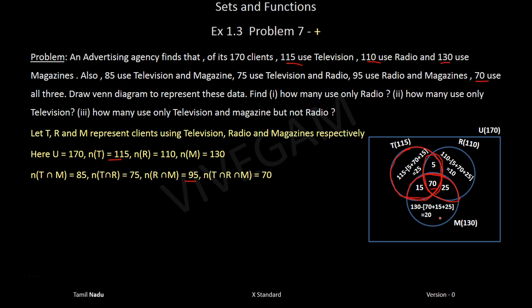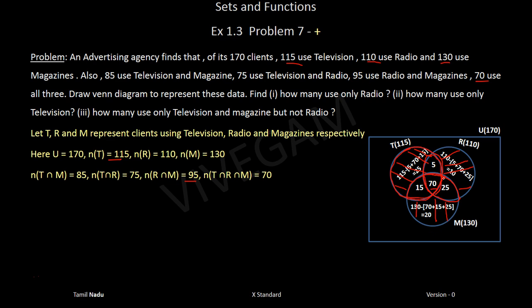Similarly, only magazine. What does this area represent? This is only television. Similarly, this area only magazine. This area only radio. Correct? But this total represents magazine, because there are people who watch magazine and radio, magazine and television, and all three.